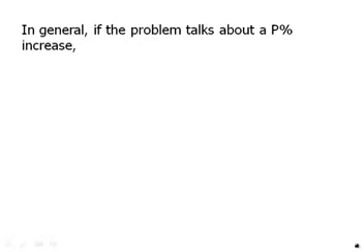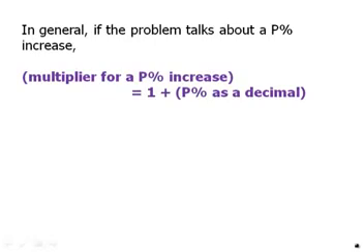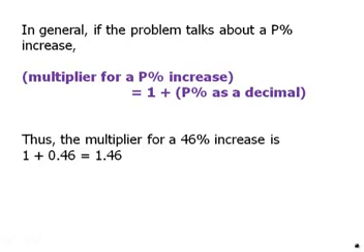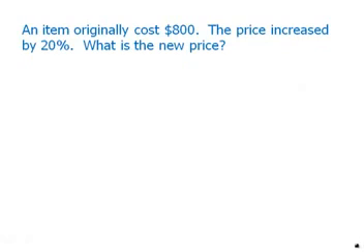In general, if the problem talks about a p% increase, the multiplier for a p% increase is 1 plus p% as a decimal. This is very, very powerful. Thus, the multiplier for a 46% increase is 1 plus 0.46, which is 1.46. So let's talk about how to use this in problems.